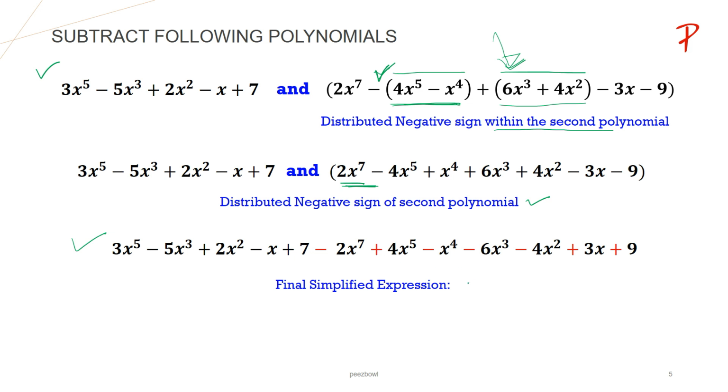How did we simplify? We wrote the terms in descending power of x, right? And then we simplified the terms. And after simplifying each of the terms, this is the answer we get. This is the final expression, right?